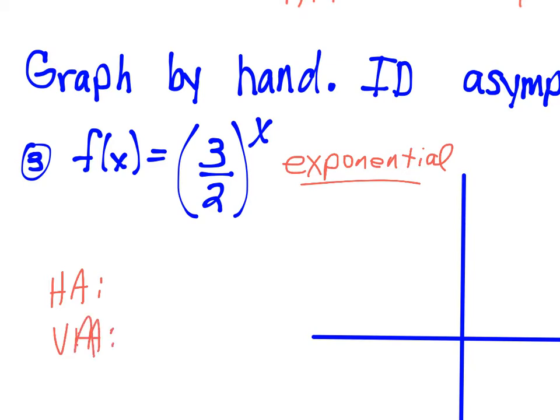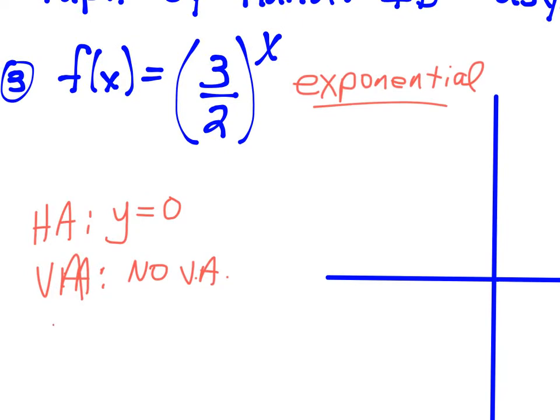If you have an exponential function, there is no what? Vertical asymptote. Correct. So there's no vertical asymptote, or none. Your horizontal asymptote is what is added or subtracted behind the function. So is there anything being added or subtracted to 3/2 to the x power? So you have a horizontal asymptote at y equals what? 0. Very good.